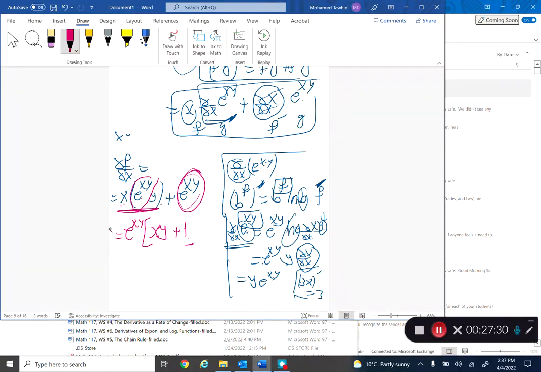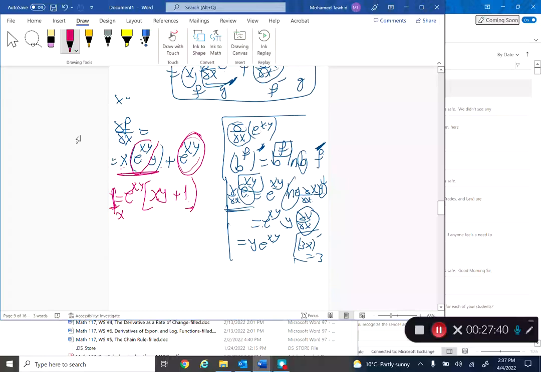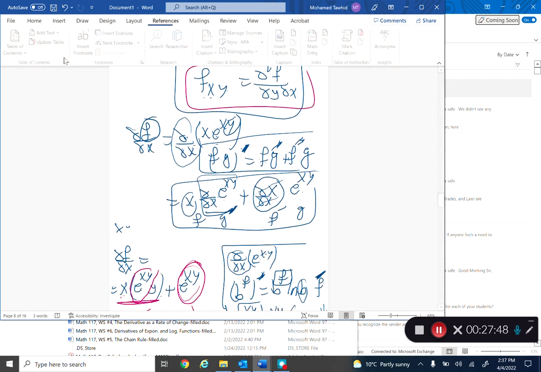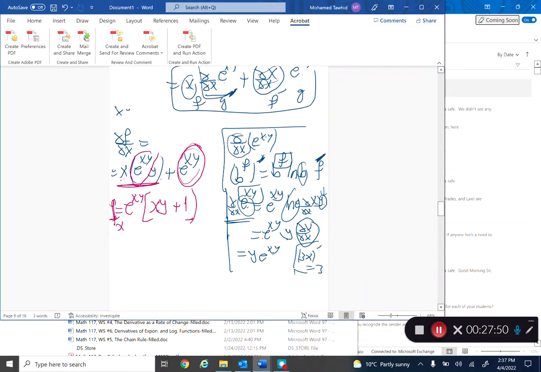So that is your f sub x. Yes, that is our f sub x. That is the partial derivative with respect to x. Alright? Or you can leave it like this. Okay? So what is the question here? I figured out fx here. I need to figure out fxy, and then we are done.